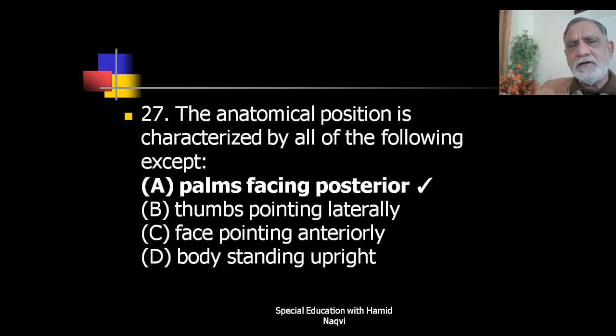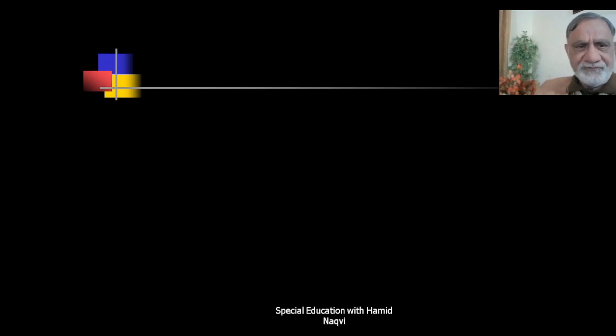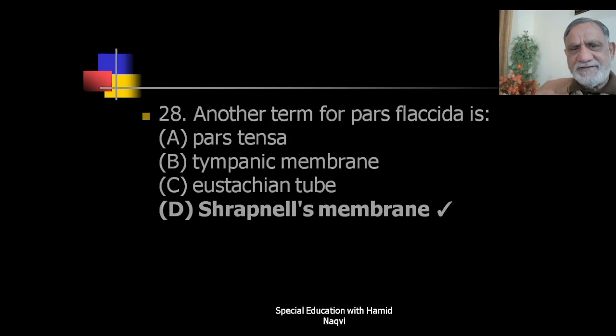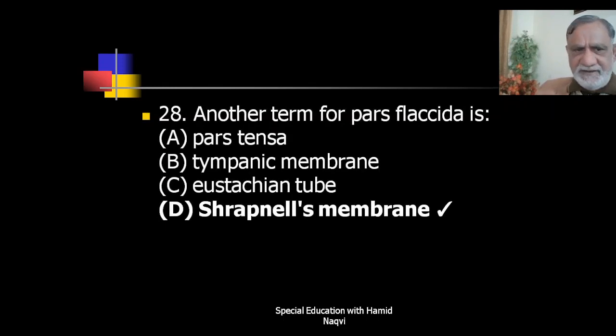Next question is, anatomical position is characterized by all of the following except palms facing posterior, thumbs pointing laterally, face pointing anteriorly, or body standing upright. The first one is the correct one, that is palms facing posterior. Next question is, another term for pars flaccida is pars tensa, tympanic membrane, eustachian tube, or Shrapnell's membrane. The last one is correct.